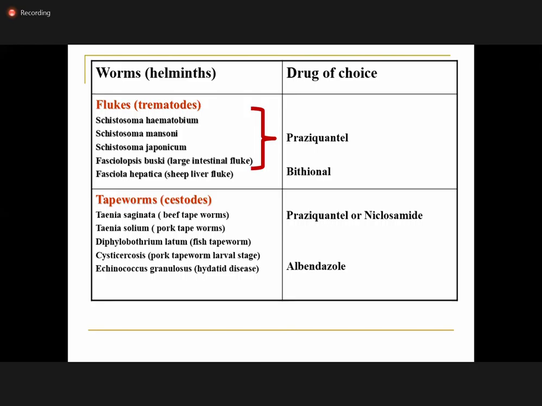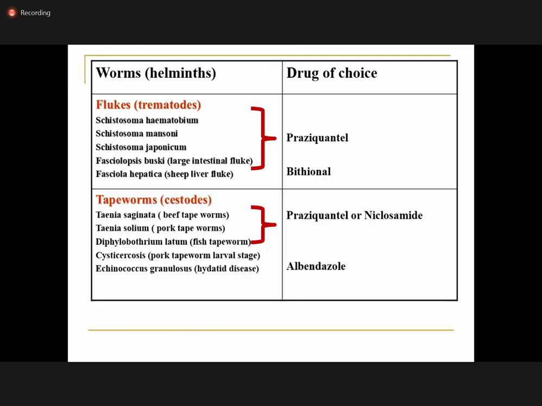Sometimes we get confused: if you ask about pork tapeworm, we say Taenia saginata; if you ask about beef tapeworm, we say Taenia solium. No, don't get confused. You must be clear that Taenia saginata is the beef tapeworm and Taenia solium is the pork tapeworm. In these two, the drug of first choice is praziquantel. In the past, there was a drug labeled niclosamide.